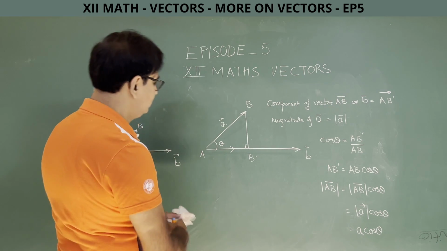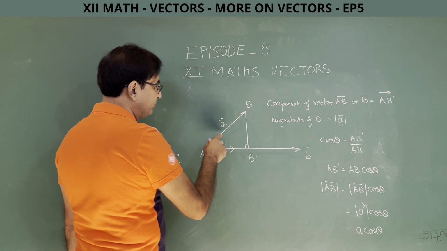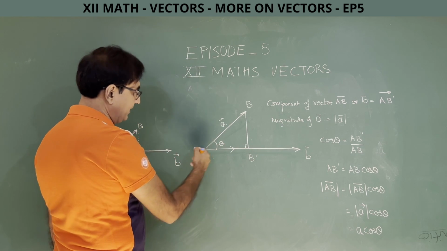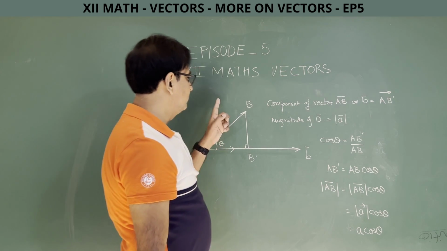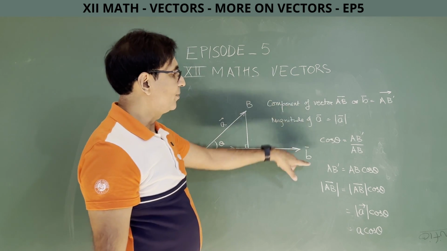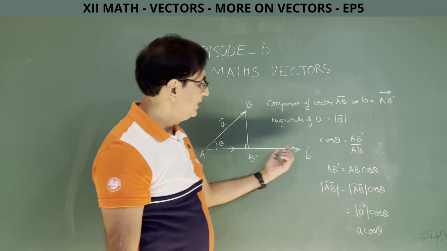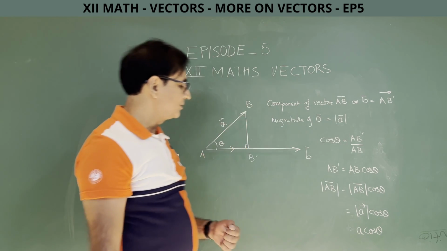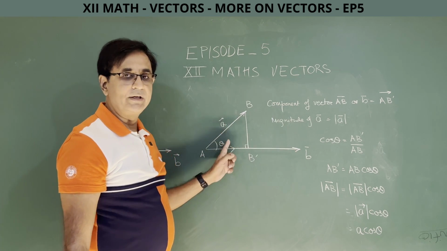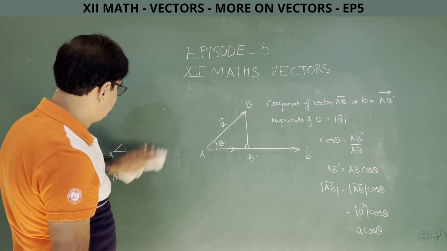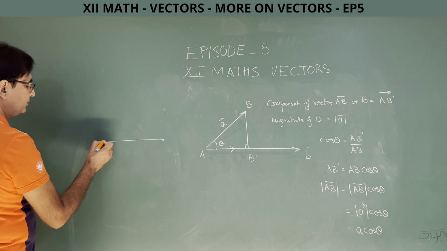Alright. And what will be the direction? Same as that of B. And if theta is obtuse, more than 90 degrees, then direction will be opposite to that of B. So how do you find the component of a vector on a vector? Drop your anchors. The intercept will be the component of the vector on the given vector. It will have magnitude, which will be given by this formula, and it will have direction. Direction will be same as that of B if theta is acute, and opposite to that of B if theta is obtuse. Let me show you.